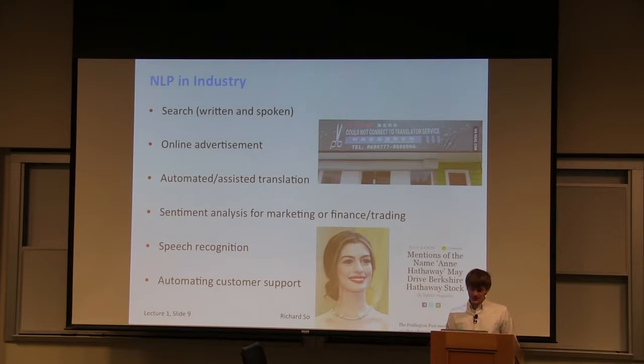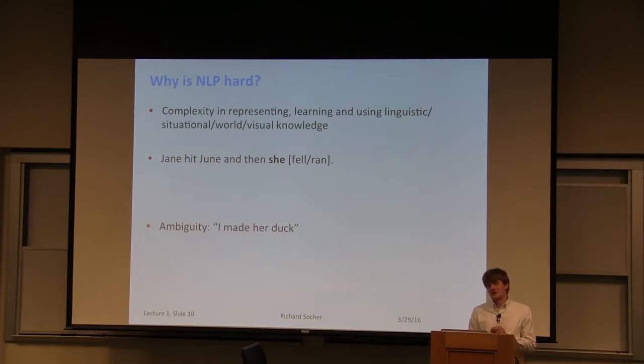So why is natural language processing so hard? Why do we need a whole lecture? Why can't we just take some standard machine learning techniques and apply them to text? Well, I touched upon this a little bit, but there's a lot of complexity in representing, learning, and using linguistic, situational, world, and visual knowledge.